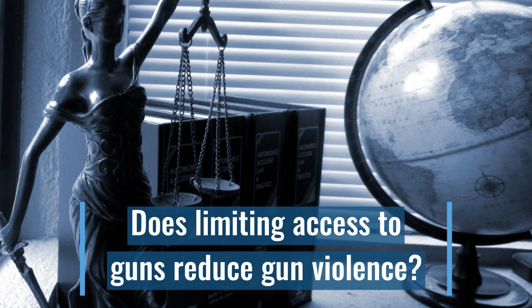So our first example question is, does limiting access to guns reduce gun violence? So here we're asking a valid and important question, but the semantic answer to this question would be a simple yes or no. There's also implicit bias in the question, because the question already establishes a relationship between limiting access and reduced violence. Here's another version of the question that avoids yes or no answers and removes the implicit bias.